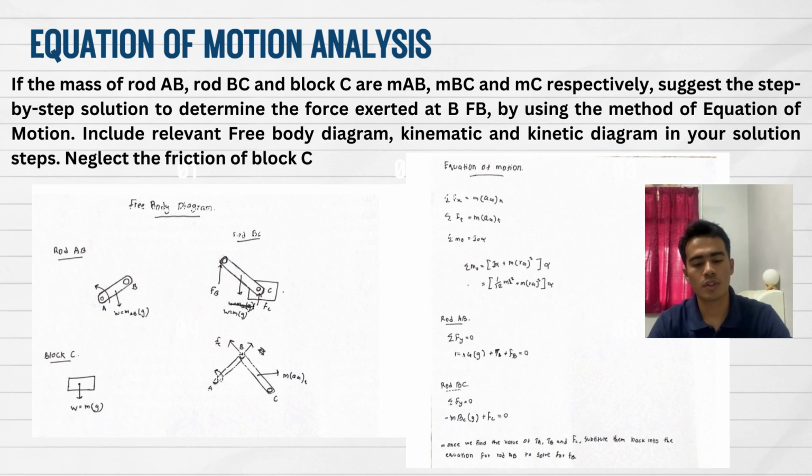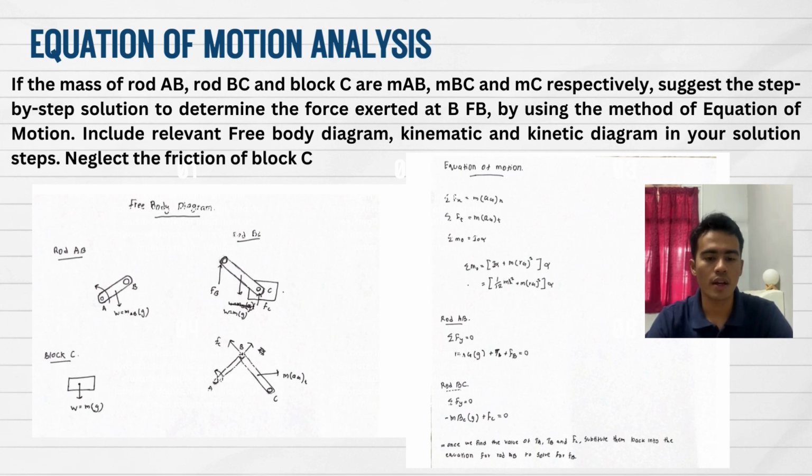Okay, so let's discuss the equation of motion. So we can have the sum of Fx for force X, sum of Fy, and sum of Mo. The equation of Fx is m a_Gx, for Fy is m a_Gy, and for moment, Mo.